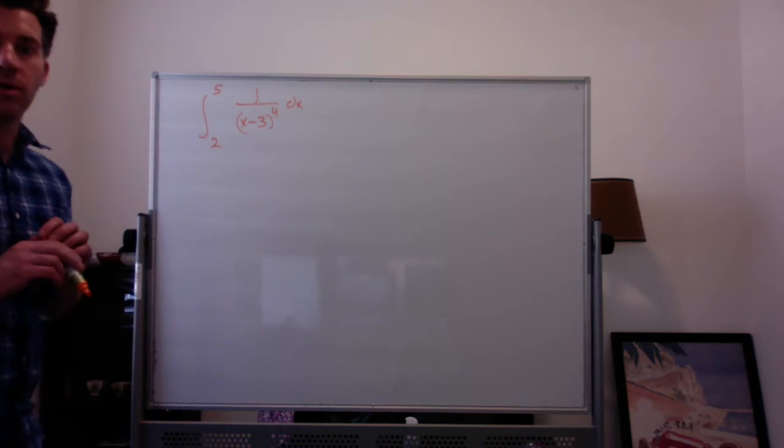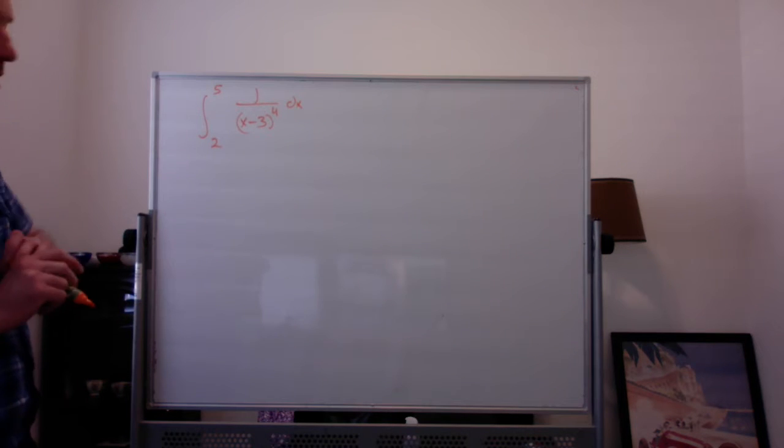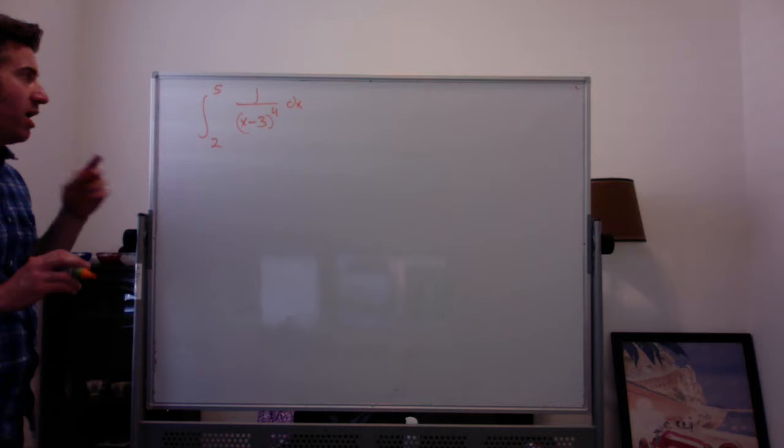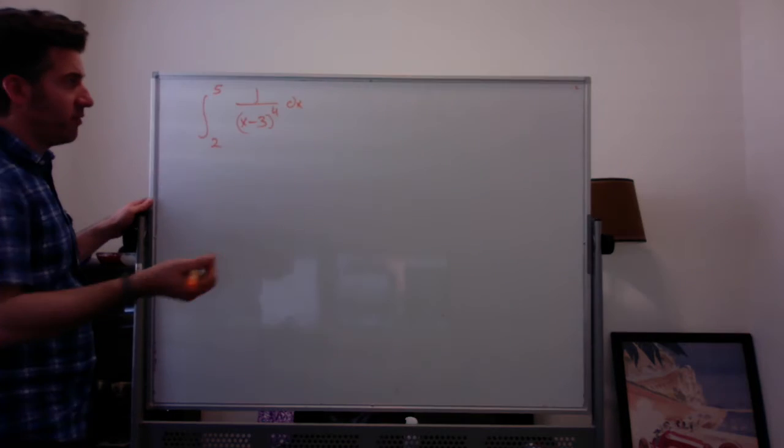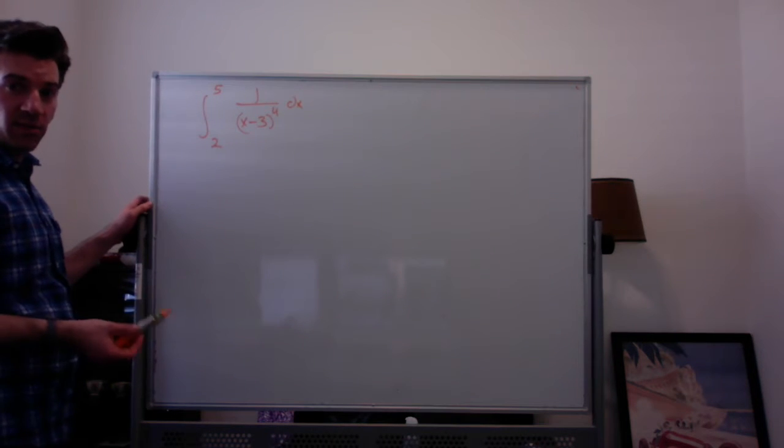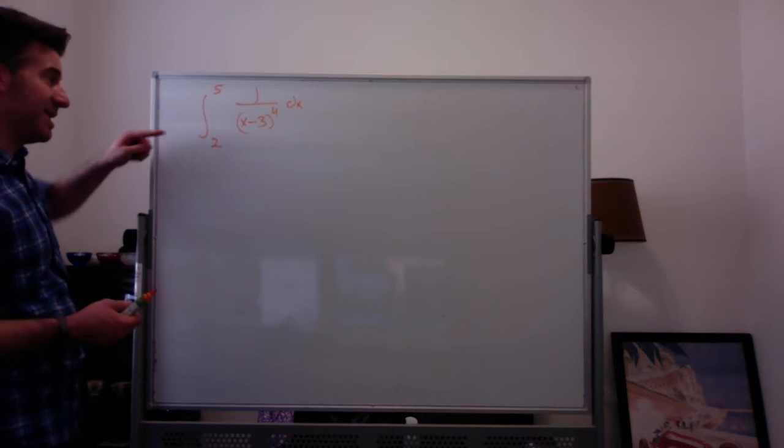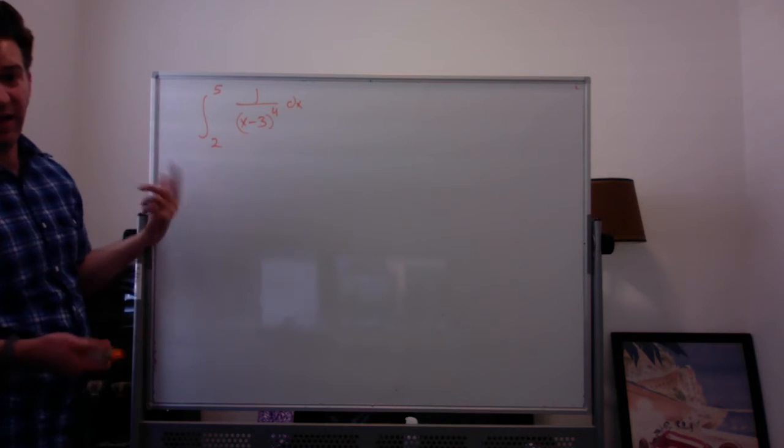The last improper integration video for now. And these are kind of the worst ones, where you have a function, 1 over x minus 3 to the 4th in this case, that's undefined somewhere in the interval, but it's undefined at a point that's not one of the endpoints. And this is undefined at 3.